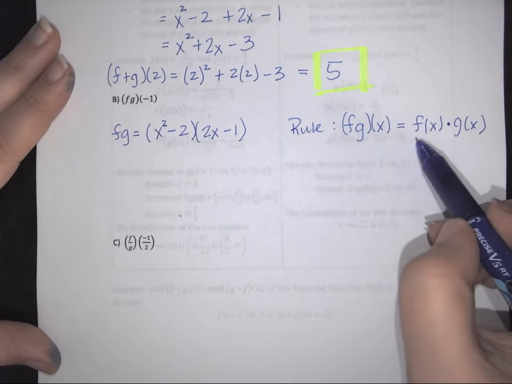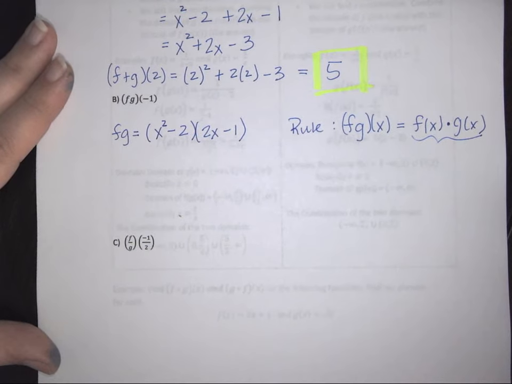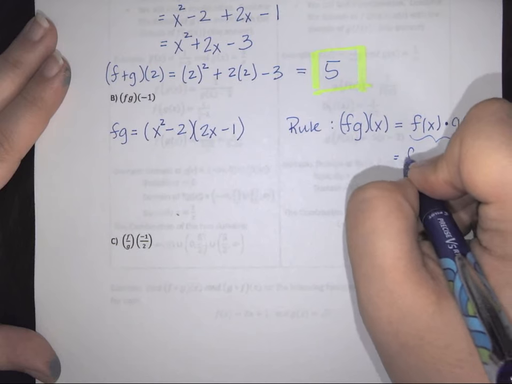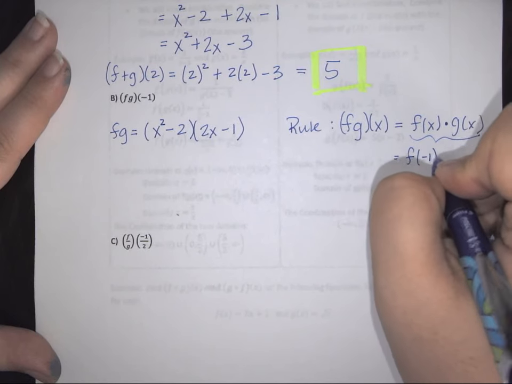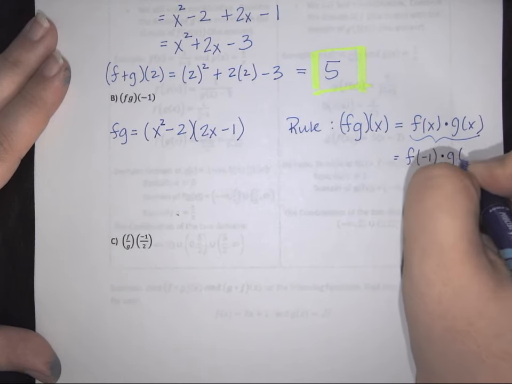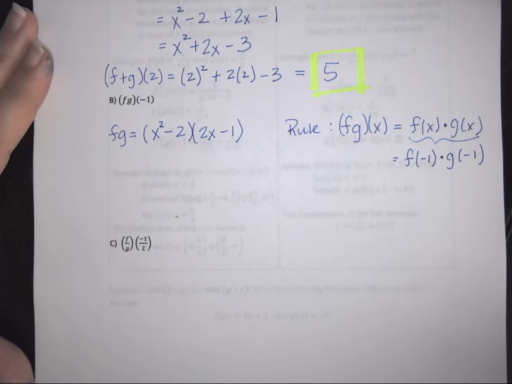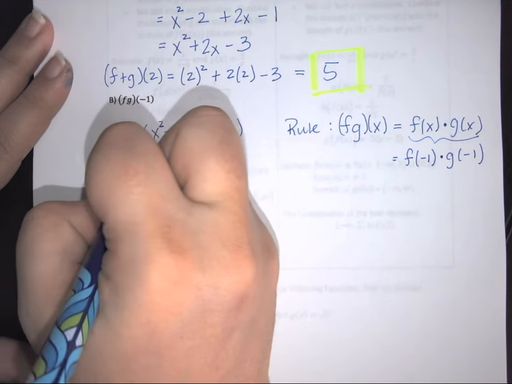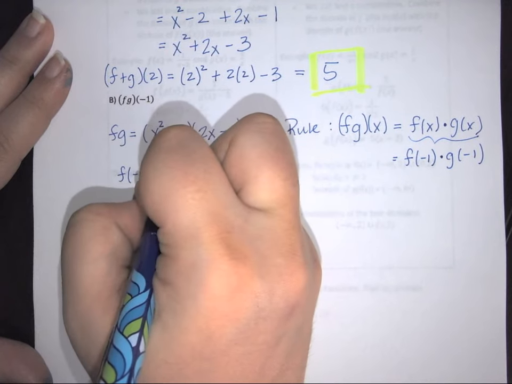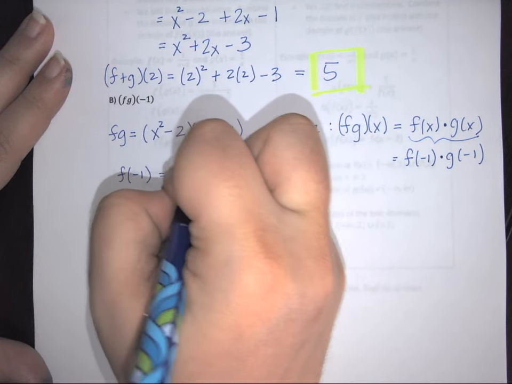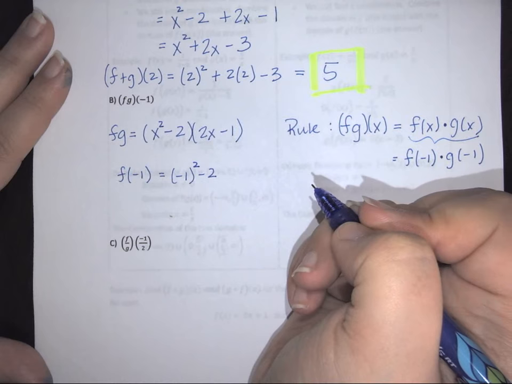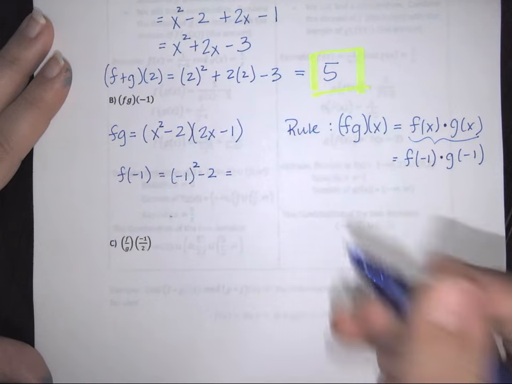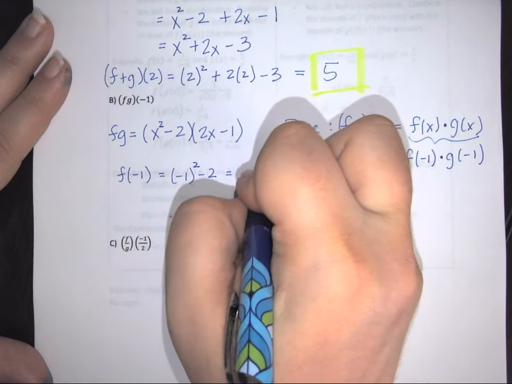If we use this side of the rule, then this would say that I am going to be doing f of negative 1 times g of negative 1. In doing that, f of negative 1 is going to be negative 1 squared minus 2. Well, negative 1 squared is 1. 1 minus 2 is a negative 1.